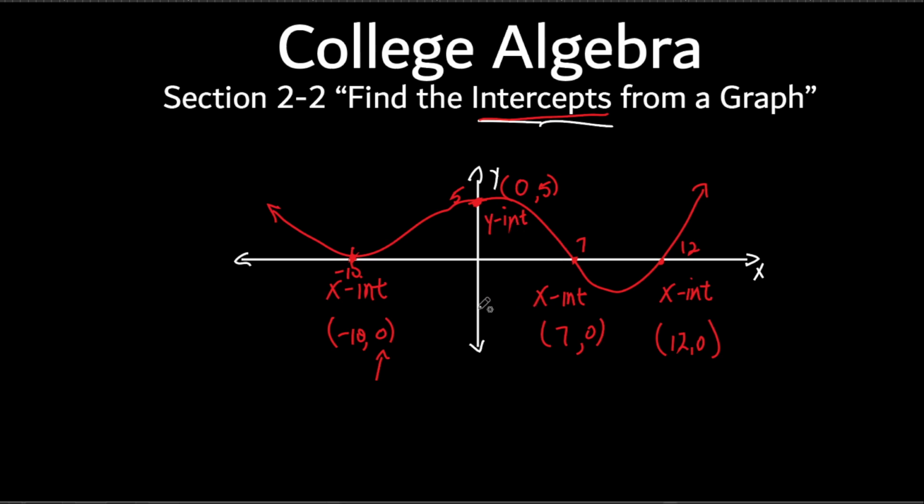But if I had a graph going something like this, you could have more than one y-intercept. You with me on that? Okay, we're just going to talk about this one. It only has one y-intercept. So the y-intercept would be 0, 5.